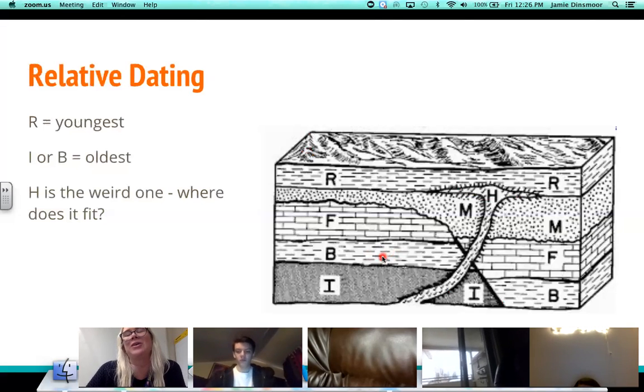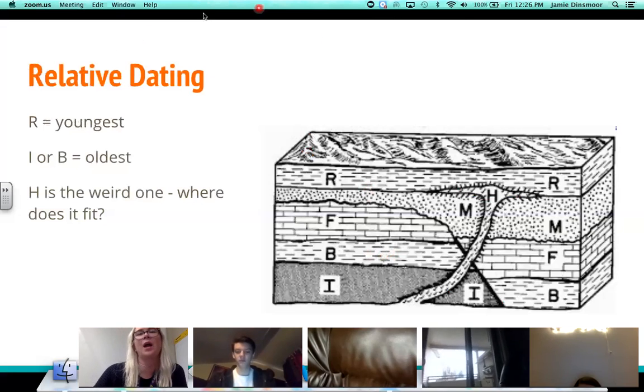Wouldn't I be bedrock? Yes, Sydney, it would. But thankfully, we don't have to know that. But I wanted a visual to show you guys that really it's based on where the rock is found.